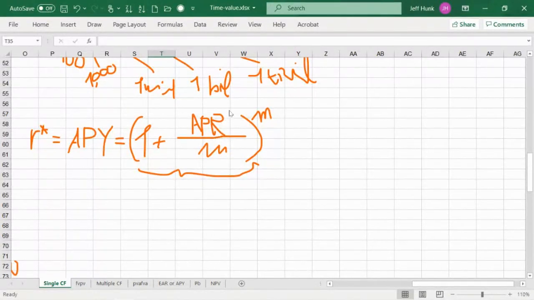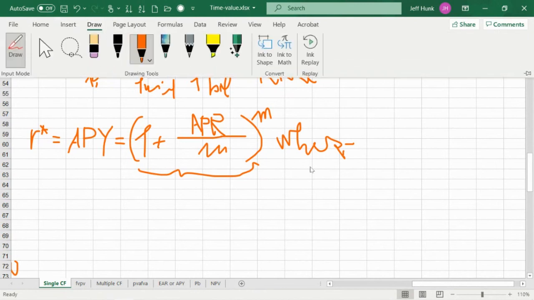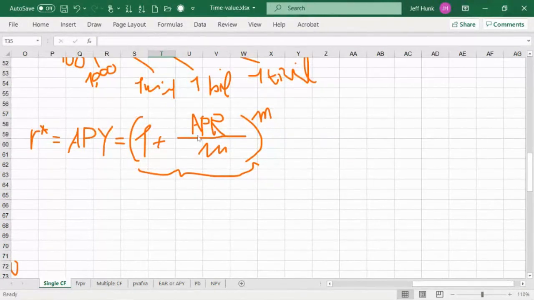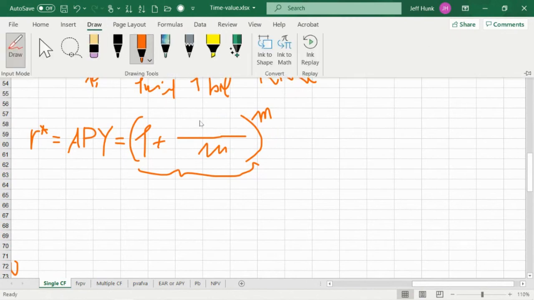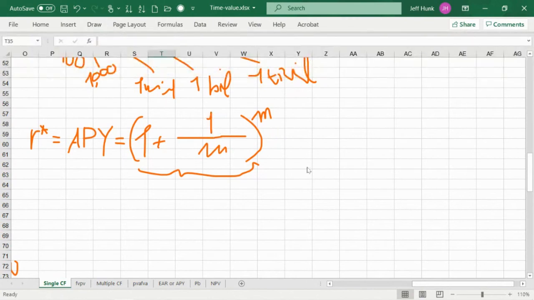And of course, ignore APR. I mean, assume APR is 1. Assume APR is 1, that means 100% if it is 1, right? Because we can always replace this with the actual APR later.